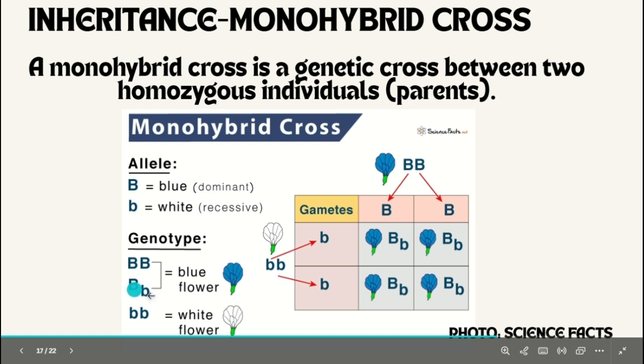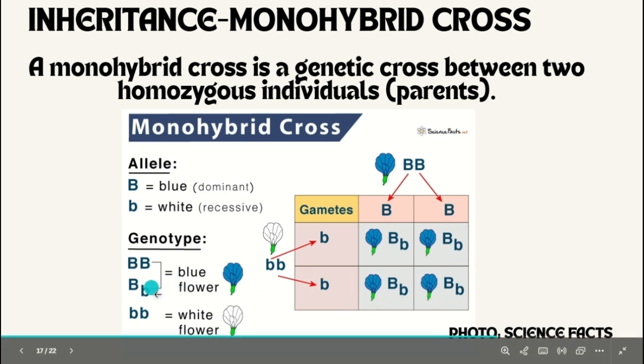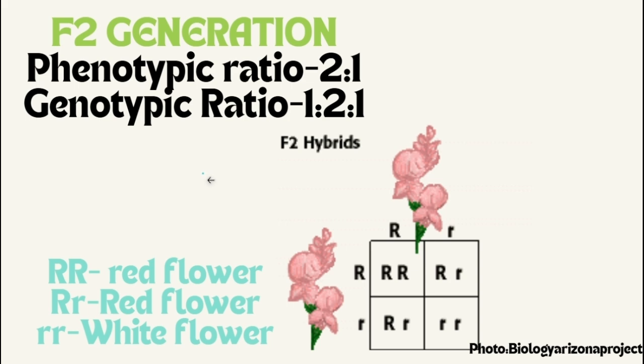So as you can see, this is the genotype. All of these flowers have the trait for white flowers, but it's not expressed because the dominant one overpowers it. So you get 100% big B, little b for the genotype, and for the phenotype, 100% blue flowers.